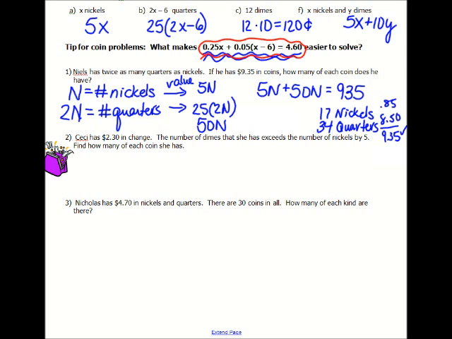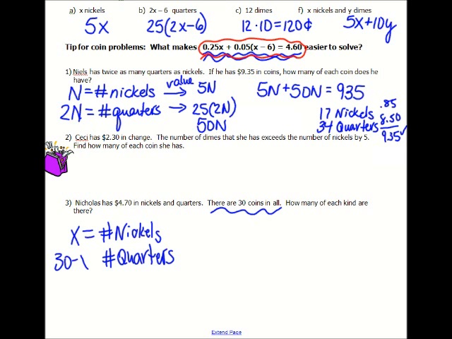Remember when there are 30 coins in all, if I let X equal one of them, if X is my number of nickels, how can I represent my number of quarters? Well, let's say I had 30 coins in all and I had 10 nickels, how many quarters would I have? 20 quarters. How'd you get that? I subtracted it from 30.